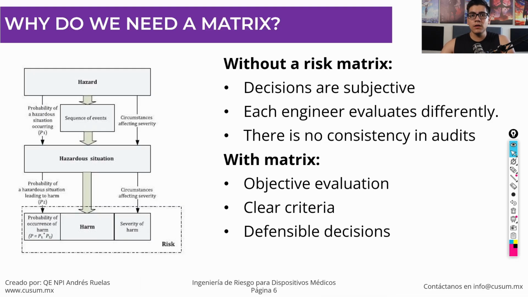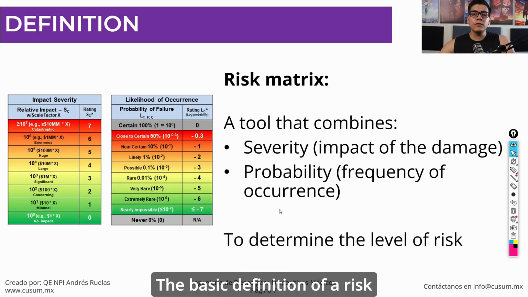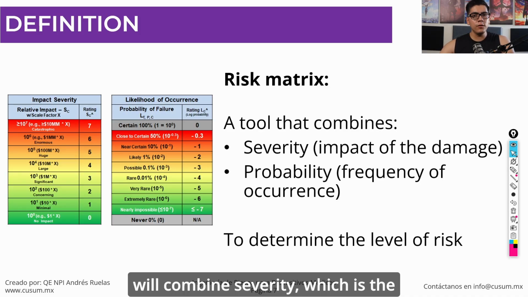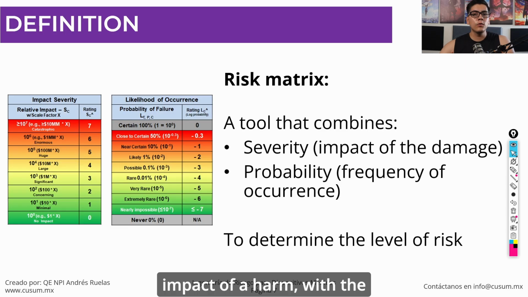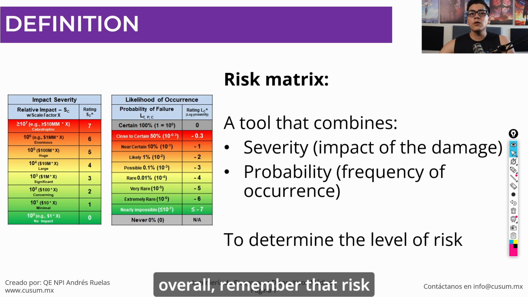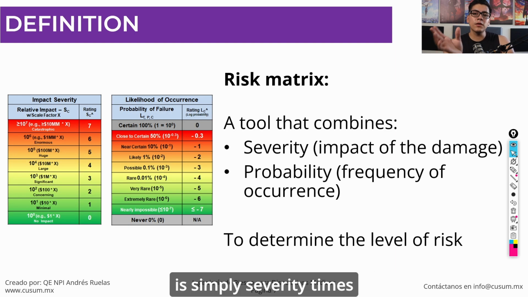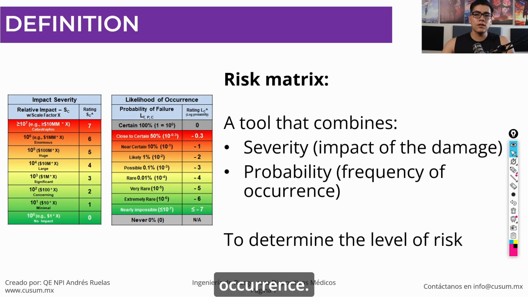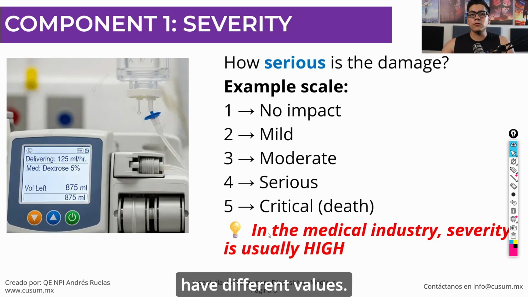Now, the basic definition of a risk matrix is that it is a tool that will combine severity, which is the impact of a harm, with the probability, which is the frequency of occurrence of said harm, to determine the level of risk overall. Remember that risk is simply severity times occurrence. Now, each company might have different values.